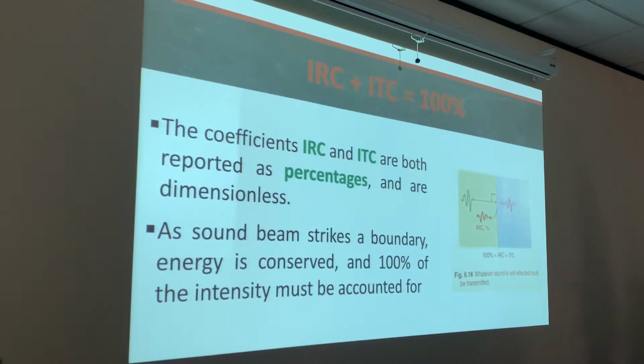The main thing I want you to remember: less than 1% of the beam intensity is being reflected. So 99% or more of the beam is being transmitted. The coefficients, because they're percentages, are dimensionless. But if we add the IRC plus the ITC, we should get the 100% initial intensity. It should always be 100%.